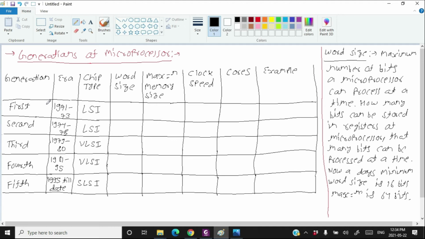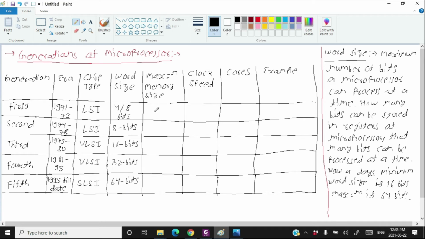So in the first generation of microprocessor, the word size supported was 4 or 8 bits. In the second generation, the word size supported by the microprocessors was 8 bits. In the third generation, the word size supported by the microprocessor was 16 bits. In the fourth generation, it was 32 bits. And in the fifth generation, it is 64 bits. Okay. So these many bits can be processed at a time by the CPU.